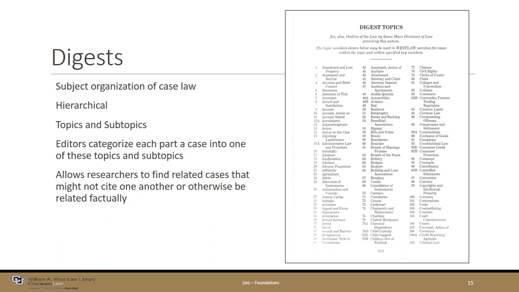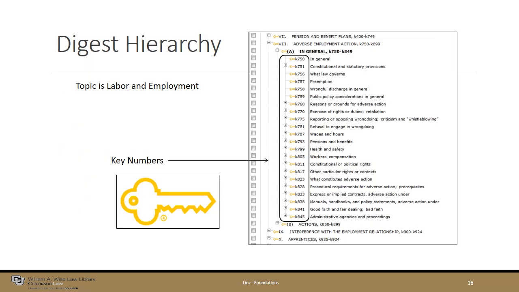The topics are hierarchically arranged, so within the larger topic are various subtopics. As I said, the editors categorize each part of the case into one of these topics and into one or more of these subtopics. The advantage of using the digest for your research is that it allows you to find cases that are not directly related factually to your case, but discuss the same concepts or points of law. It's a very powerful tool. We'll explain a little bit more about it.